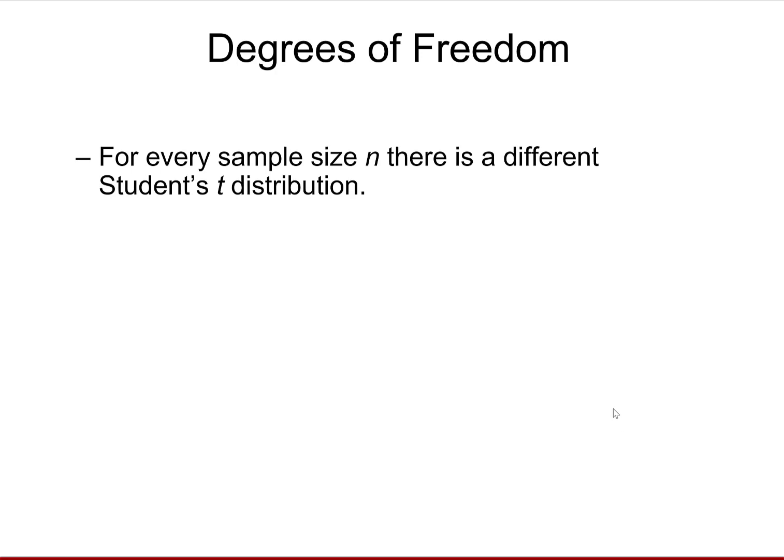For every sample size n, there's a different Student t distribution, and we work with another parameter here called degrees of freedom, which is going to be n minus 1.